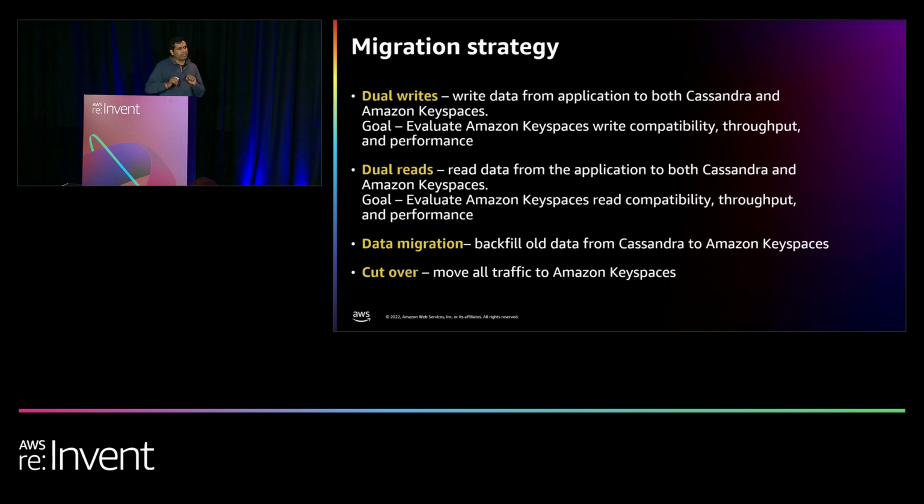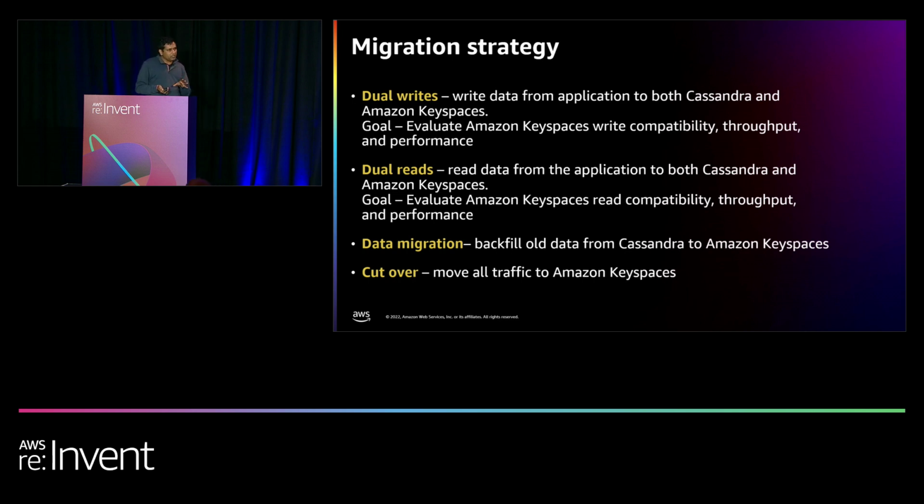Phase 2, we did the exact same thing with reads. We wanted to make sure that we are simulating reads from Keyspaces while our production is still the Cassandra cluster, and ensure that we are comparing apples to apples between our current state of production and the new simulated reads from Keyspaces. Phase 3 was focused on data migration.